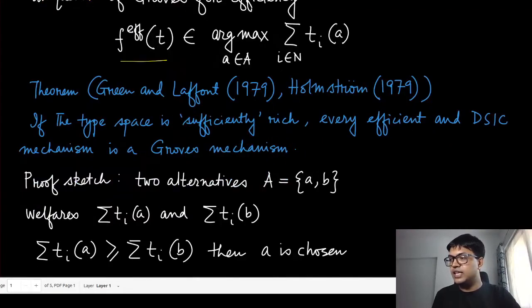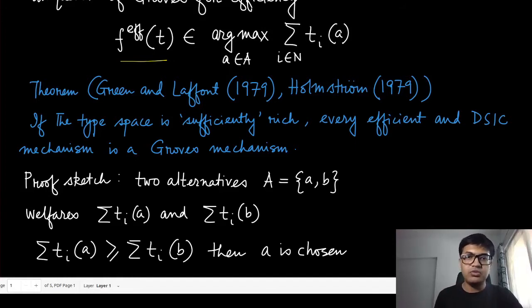So the result says, this was done by Green and Laffont and independently by Holmstrom, and both of them have shown that if the type space is sufficiently rich, and I'm not going to explain further what is sufficiently rich, you can imagine that all possible kinds of valuations are feasible, as we have discussed in the case of Roberts' theorem. So in that sufficiently rich class of type spaces, every efficient and DSIC mechanism is a Groves mechanism. This is a very strong characterization result: if you want efficiency and dominant strategy incentive compatibility, then you must be in the Groves class.